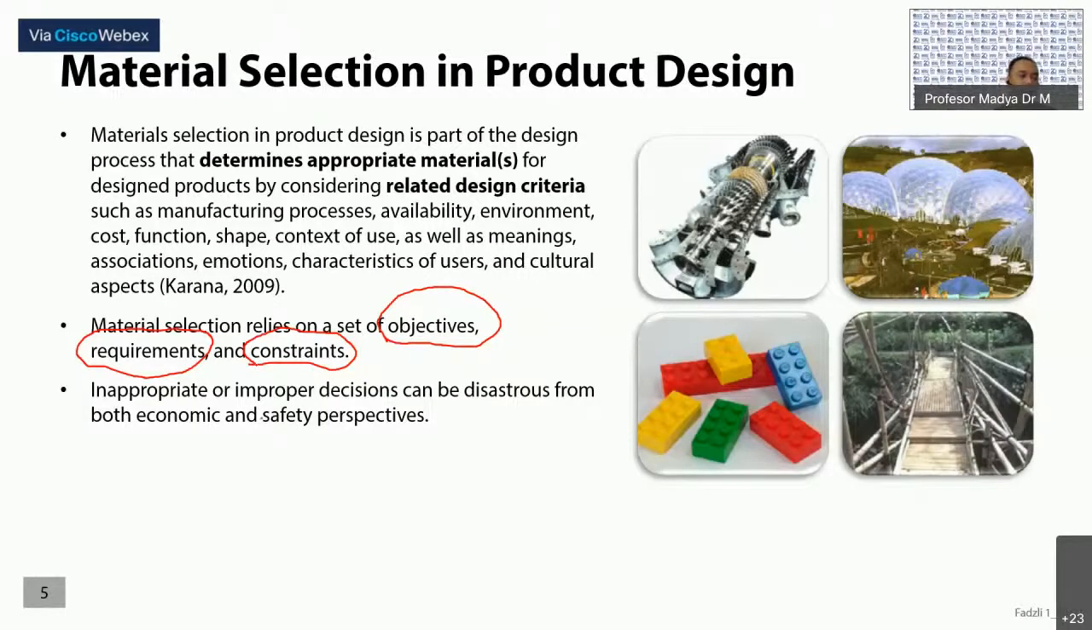And then inappropriate or improper decision can be disastrous from both economic and safety perspective. Of course bila wrong decision untuk select the suitable material, that one akan cost ekonomi, maksudnya cost akan bertambah sebab you kena select balik material yang lain. And then safety, macam tadi, kalau produk tu untuk high temperature tapi you select material yang tak boleh sustain at high temperature, so that is the safety perspective.